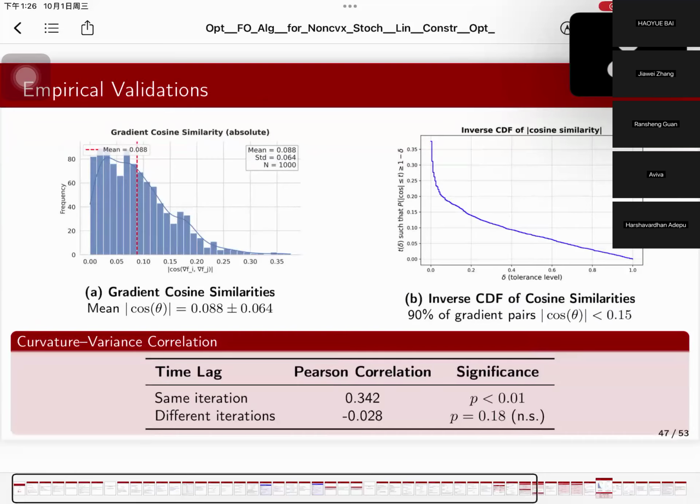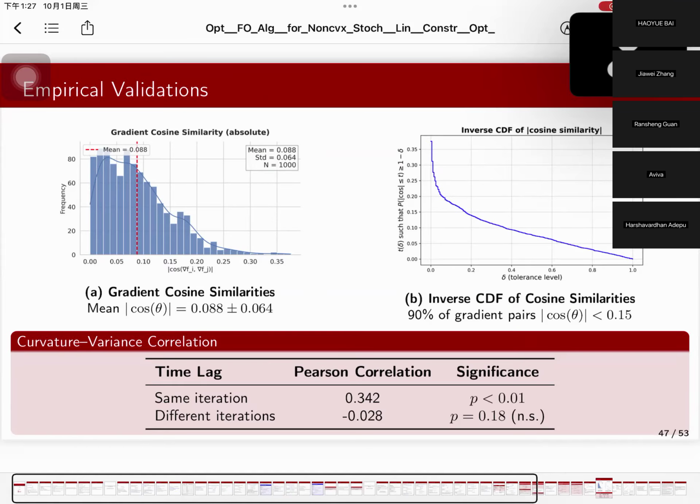Okay, so here are the experimental results. First, we validate the gradient orthogonality assumption. We can see that at least in the beginning, the gradients of these different questions are almost orthogonal to each other. The cosine similarity is nearly zero.